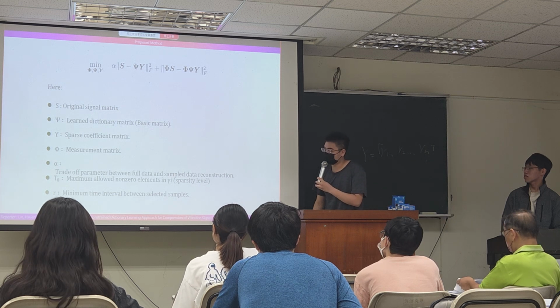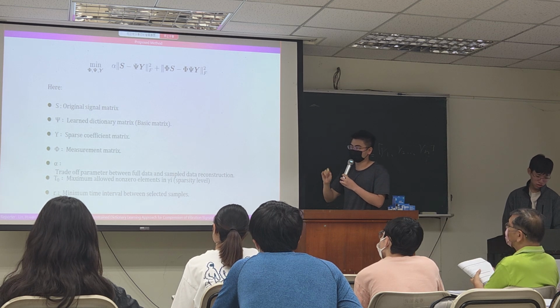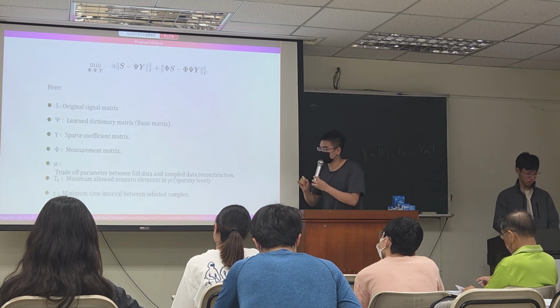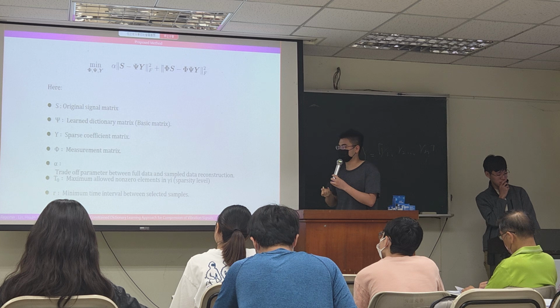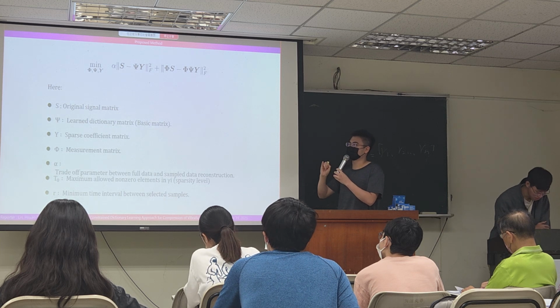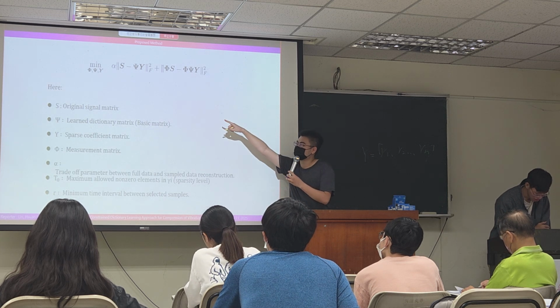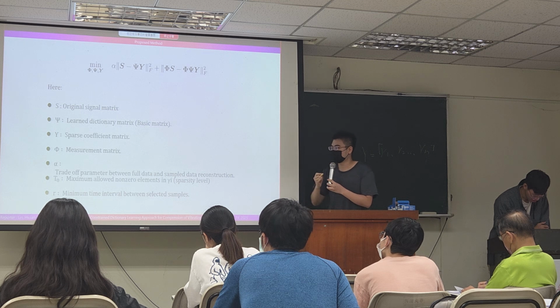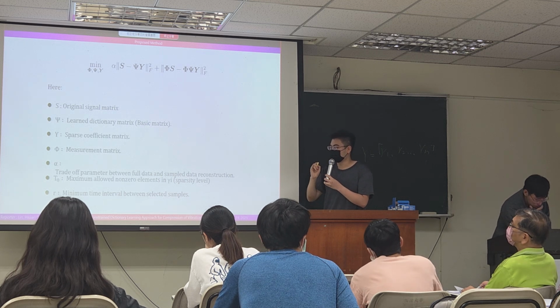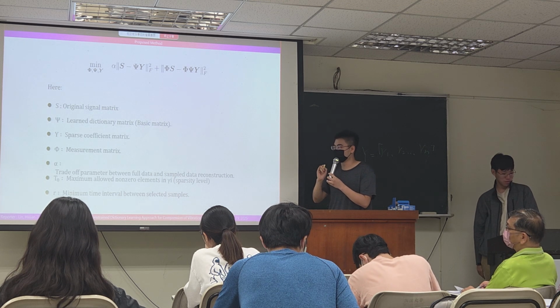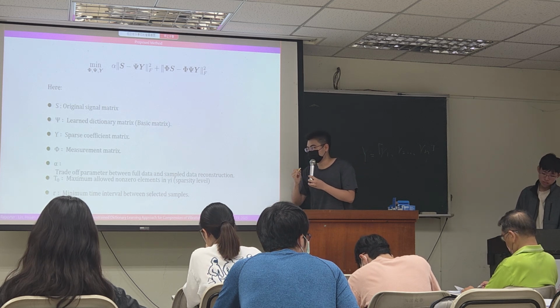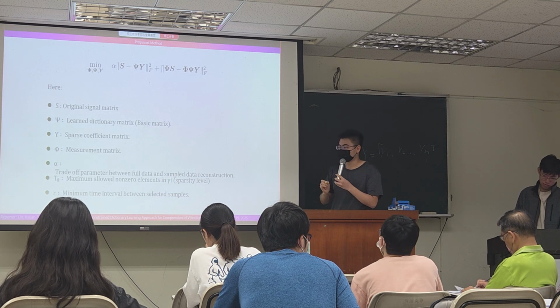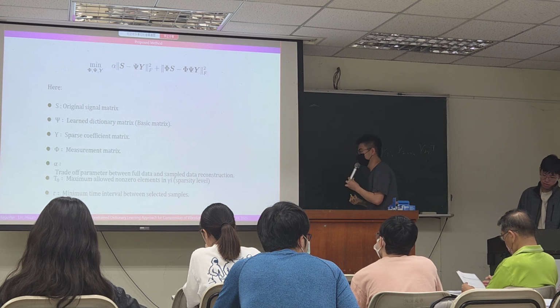Okay. And phi is the measurement matrix. And R bar is called the trait of parameter or weight condition. So it balances the first part and the second part. T sub 0 is the non-zero element. And R is the minimum time interval between two systems.